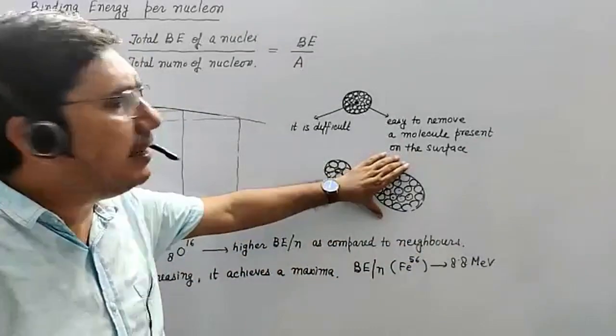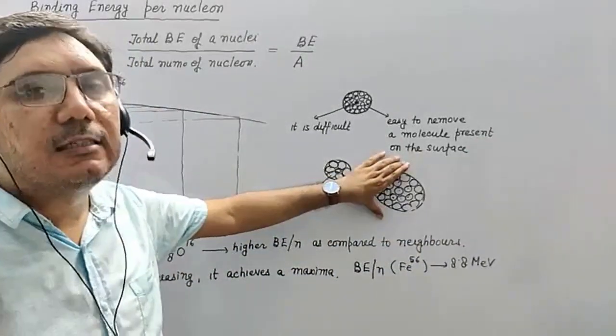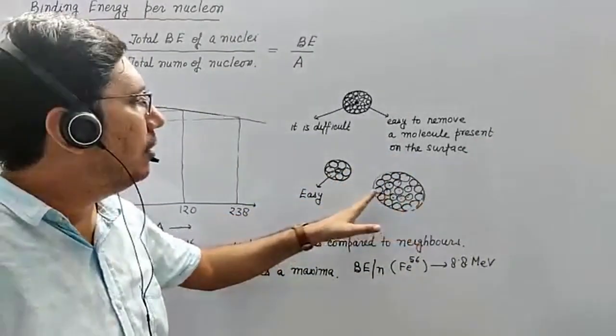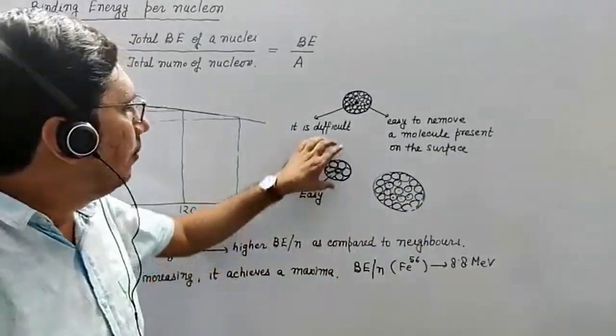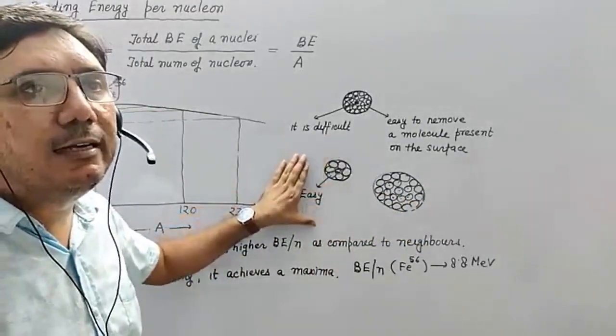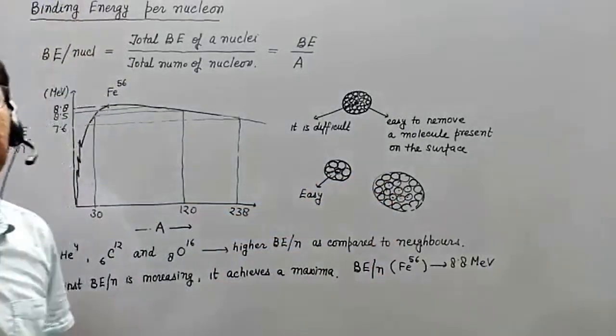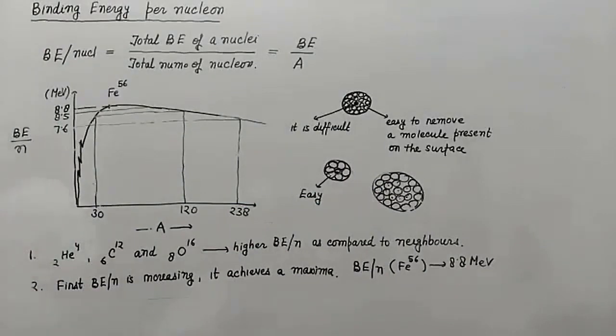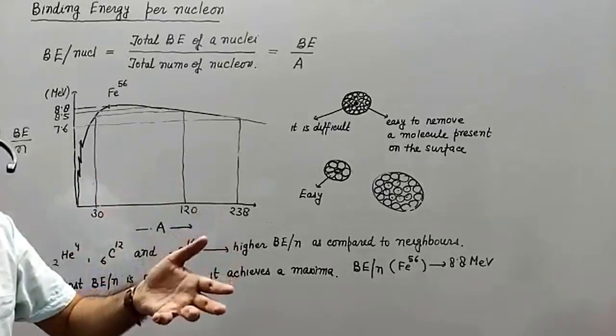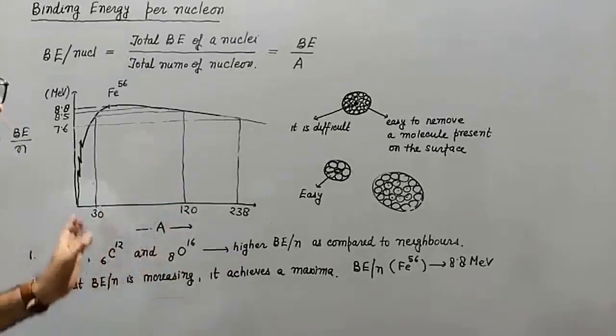Or you can say the surface to volume ratio is changing here. Most of the nucleons were on the surface, so binding energy was less. But here, a large number of nucleons are well inside and their binding energy is large, so the total binding energy is increased. As we increase the A value, more and more nucleons will be well inside. As a result, the total binding energy will go on increasing, and the binding energy per nucleon will also increase.